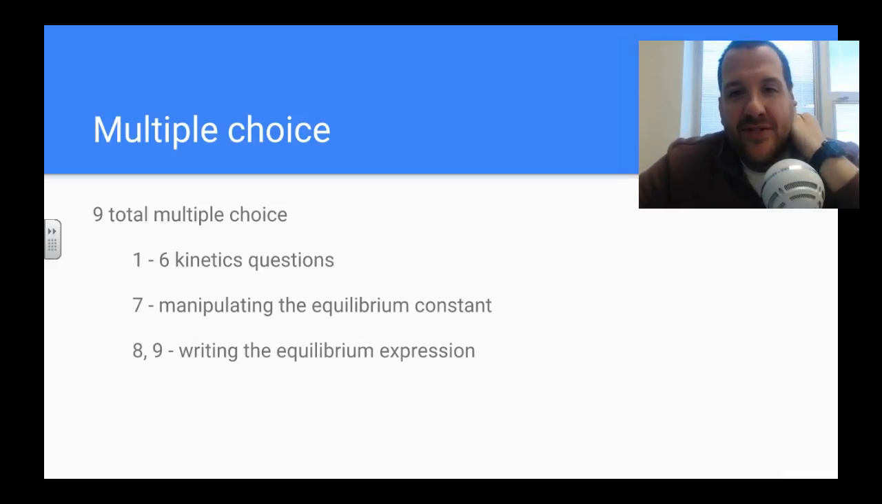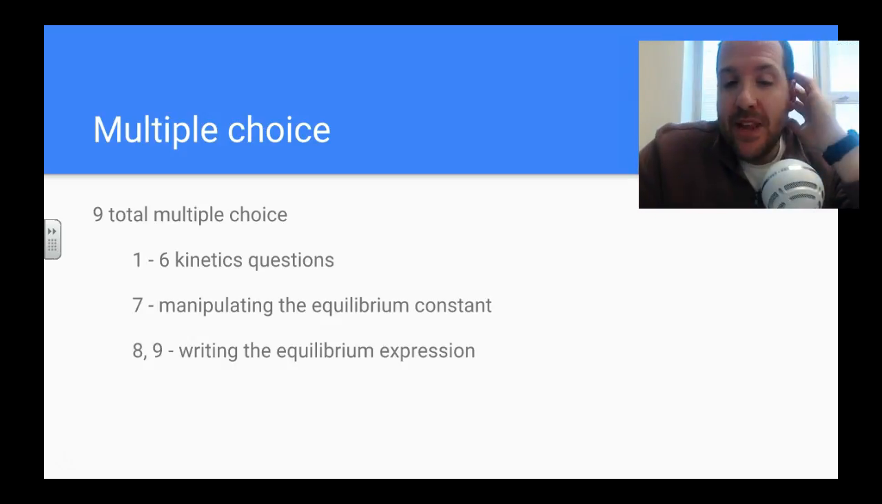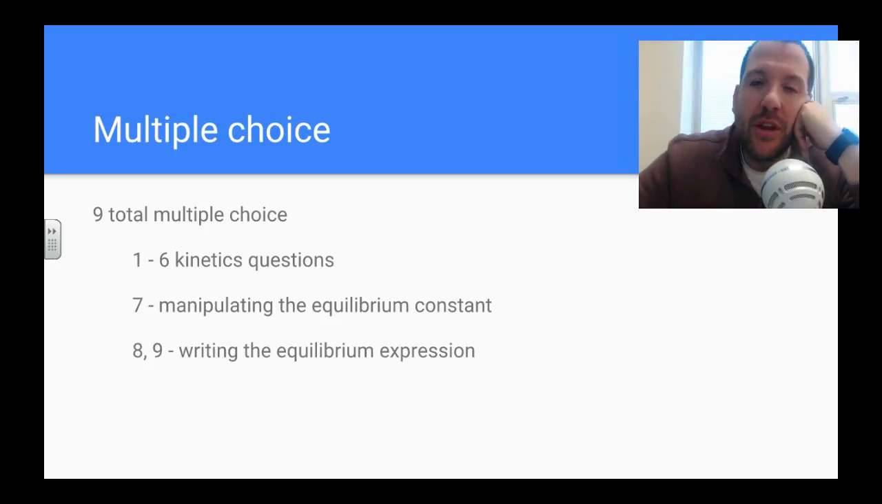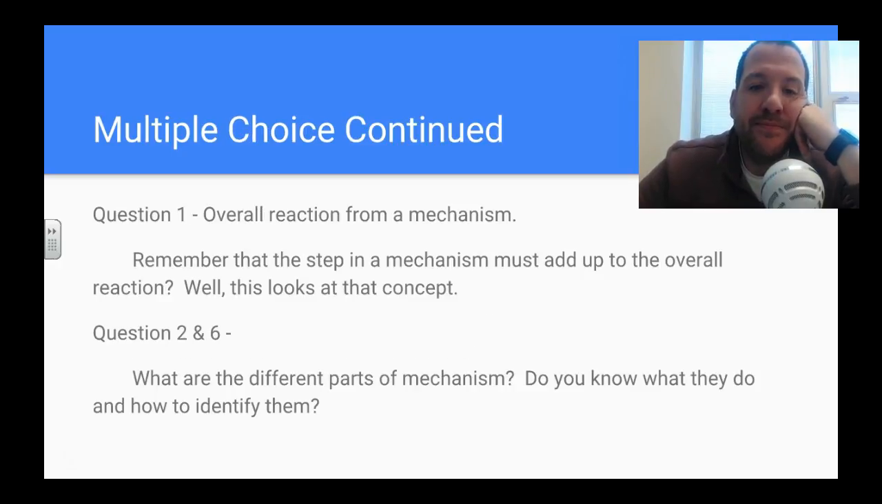There's going to be a total of 9 multiple choice questions. The first 6 are going to deal with kinetics, and then question 7 is going to be manipulating the equilibrium constant. And questions 8 and 9 are going to be you writing the equilibrium expression, or finding which one is the correct equilibrium expression.